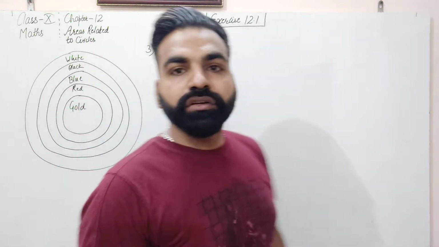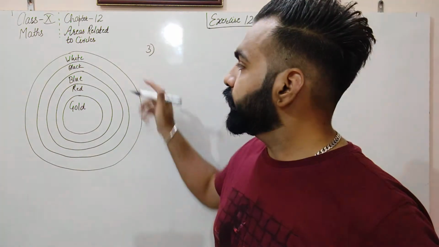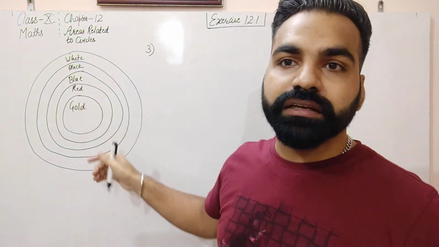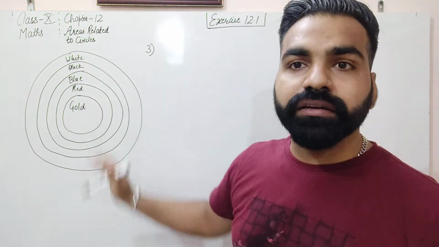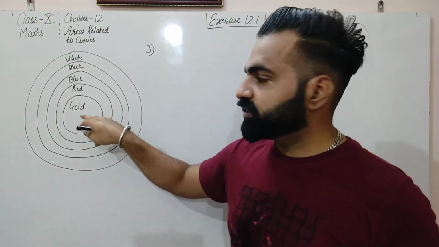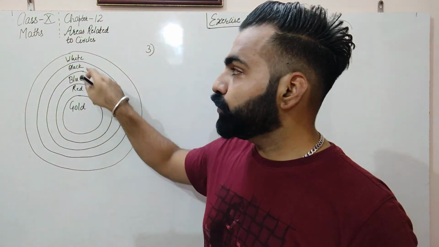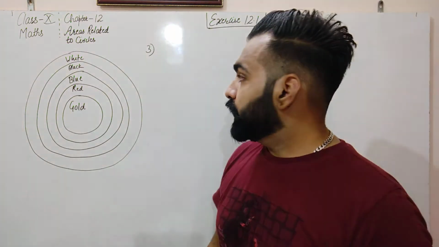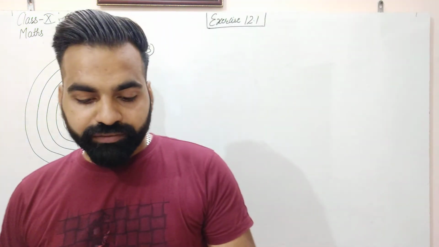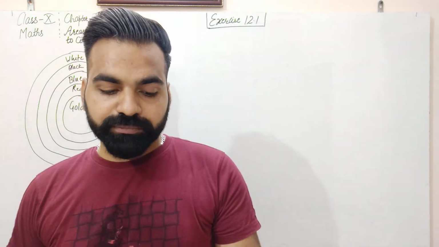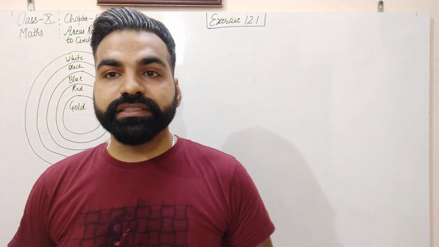Let's see the third question now. This is the archery board where we can see that different circles are there, different regions are there, showing different colors. This is the gold region, this is red, blue, black and white region. Clear? So in the question we are given that the diameter of the region representing gold score is 21 centimeter.